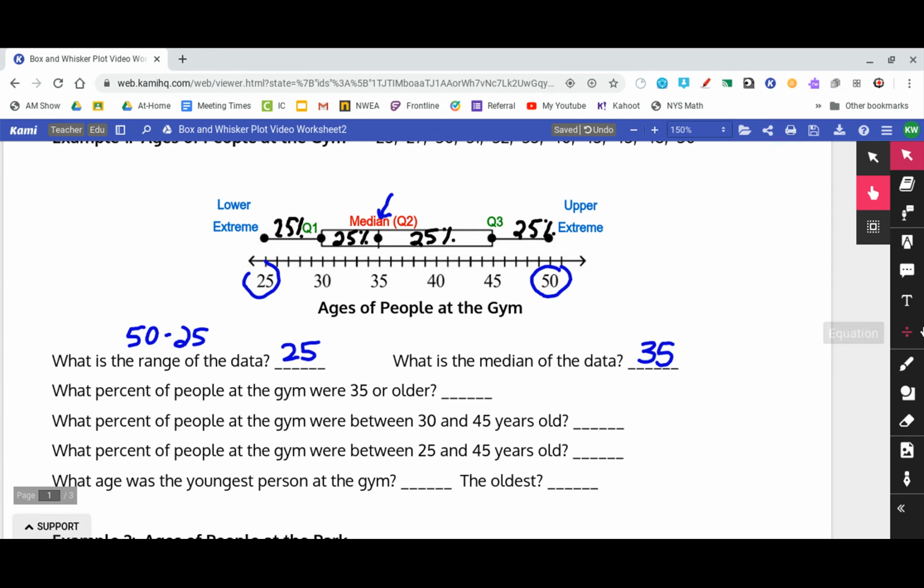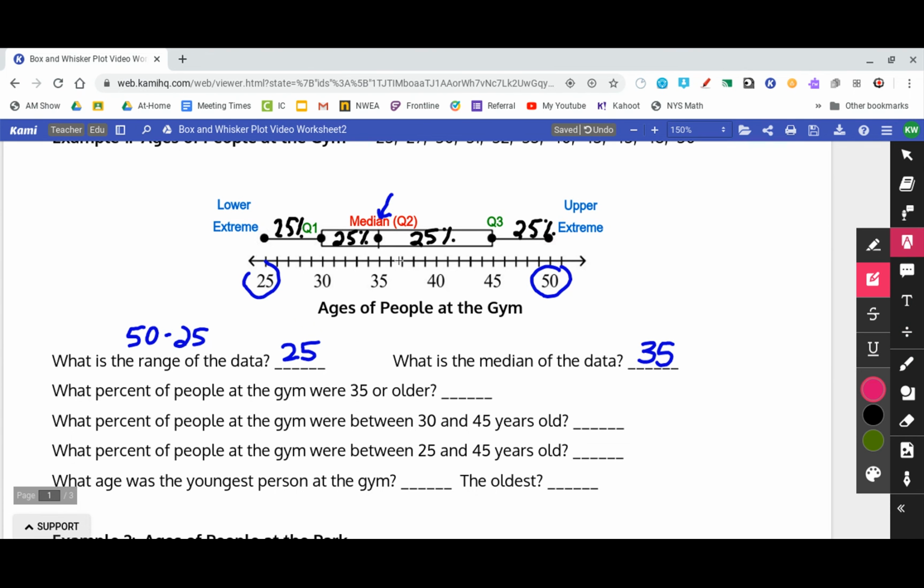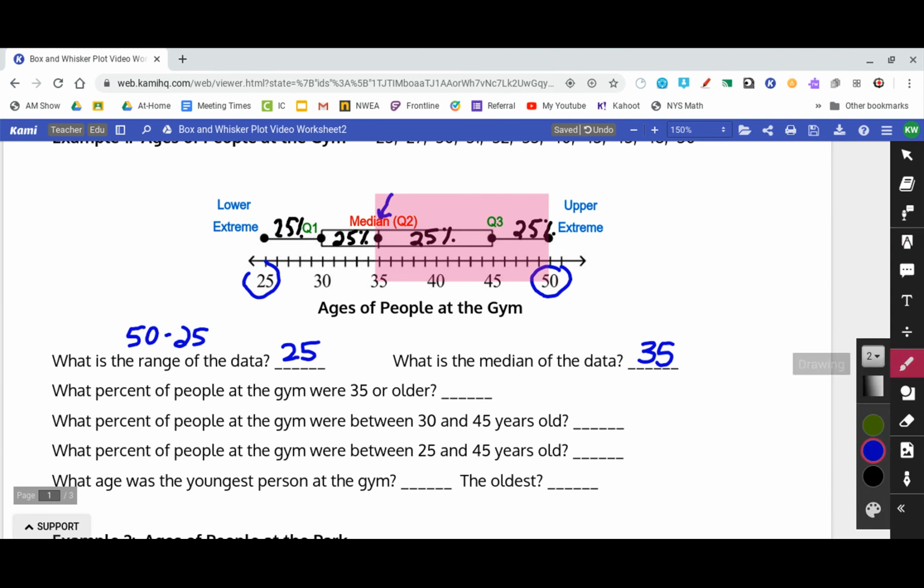So I'm going to use my highlighter feature here as soon as I can find it. There we go. Now they said 35 or older. So here's the portion of our box and whisker plot that are 35 and older. And you notice that I just need to add these percents up. 25% plus 25%. So 50% of the people at the gym are 35 or older. Okay, let me erase that.